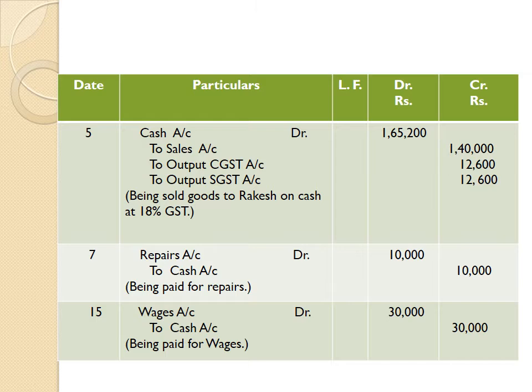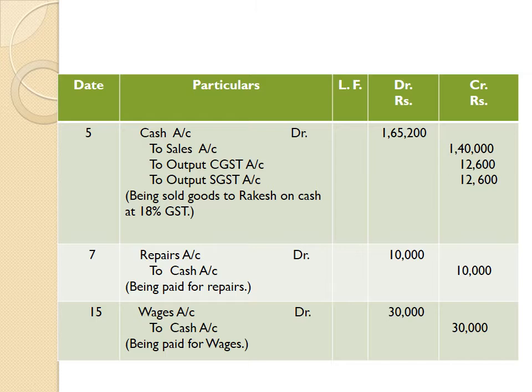On 5th May, goods sold to Rakesh by us. So goods sold, that is sales, of rupees 1,40,000. Rate of GST is 18%. 18% of rupees 1,40,000 came rupees 25,200. It has been divided into two parts.